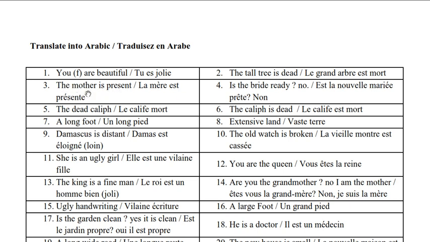The next one, the mother is present. The mother, al-ummu. The word is ummun. We have to place al in front. The dammatan changes to damma. The mother, al-ummu, is present. Present, the word is hadirun, but we have to put it in feminine. So it becomes hadiratun. Al-ummu hadiratun.